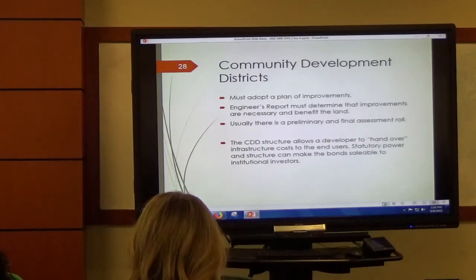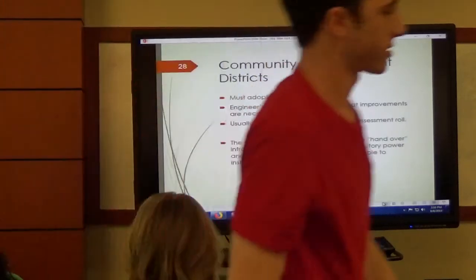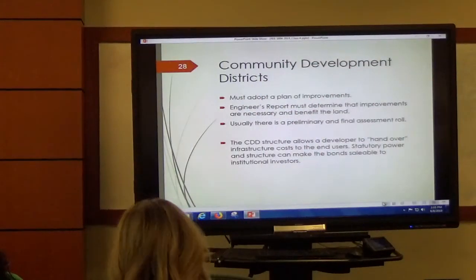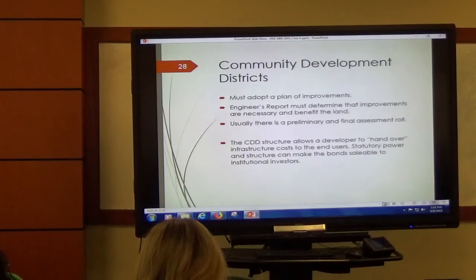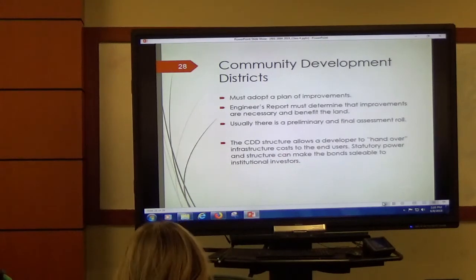One of them is a city, one of them is a private developer that functions through the board of a CDD. There's usually a preliminary assessment rule, and then people like me come in and complain about it, pick holes in it, and say why it doesn't comply with the statute. And then there's a final one, after they make adjustments, after a public hearing to hear everybody's complaints. And this is what I mean. It allows this developer to hand over the infrastructure costs to the end users.